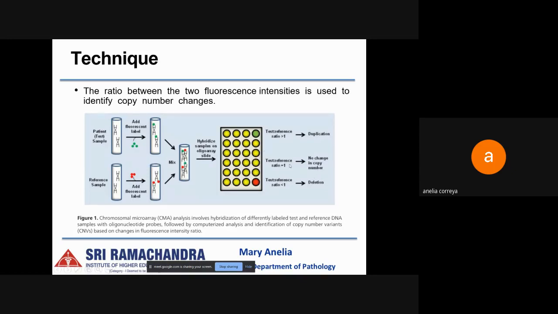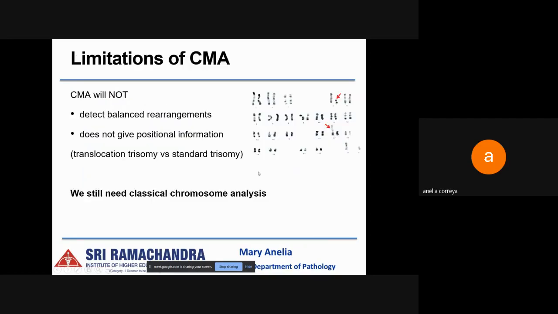If it is normal, the test and reference ratio should be equal to 1. This is seen by the yellow color well. Suppose there is a duplication, then the test will be more, so the test reference value will be more than 1. Because of that, we have a green color well here. Vice versa happens in deletion, where the reference will be more, so we get a red color signal in that particular well. A limitation of chromosome microarray analysis is that if there is a balanced translocation, it will not be helpful, and also it will not give positional information of the chromosomes.